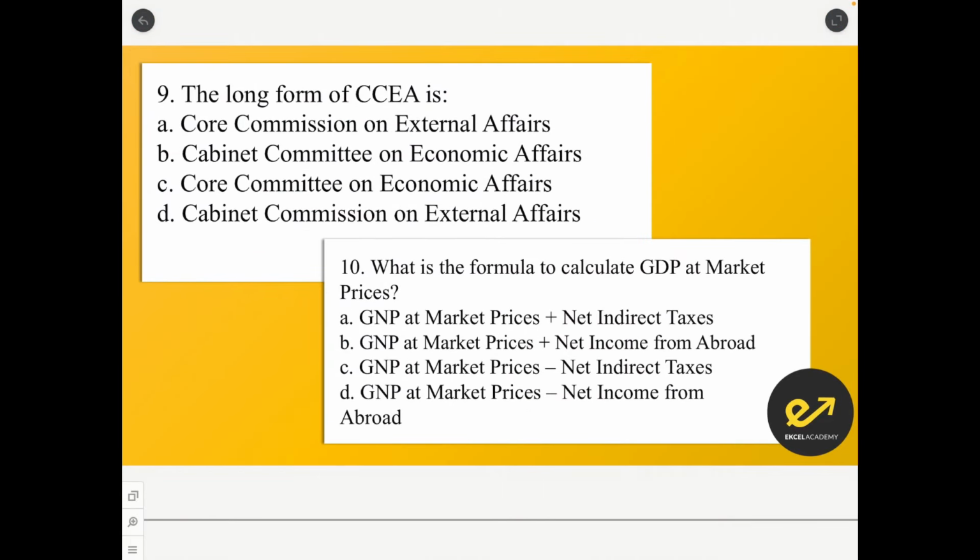The long form of CCEA is Cabinet Committee on Economic Affairs. This is again a memory based question which you just have to remember and answer it.